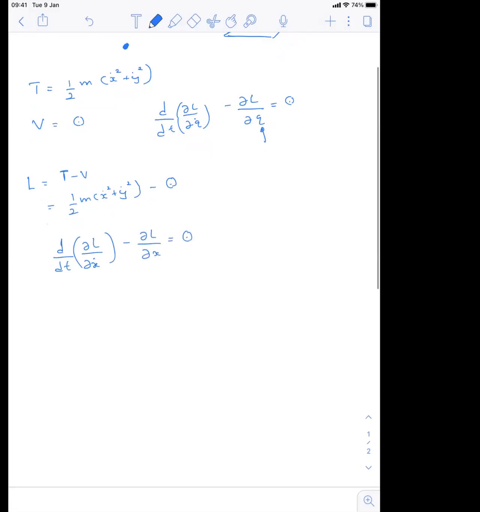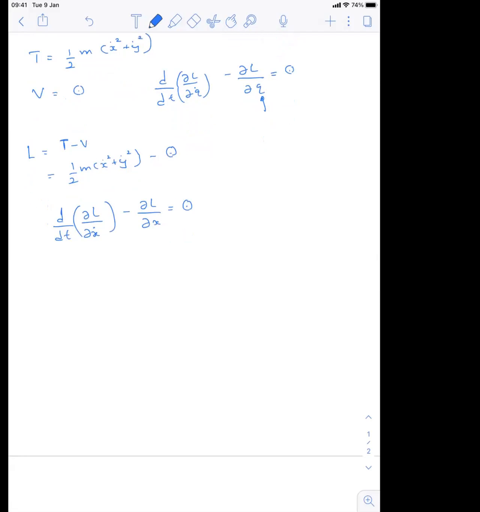So this will be one Lagrange equation, and if you substitute ∂L/∂x dot from this equation right here, it will be just m x dot, and when you take the time derivative of that, the answer for this section will be m x double dot, minus the next one, ∂L/∂x, and you can see that there are no x terms in the Lagrangian, so ∂L/∂x will be 0, right?